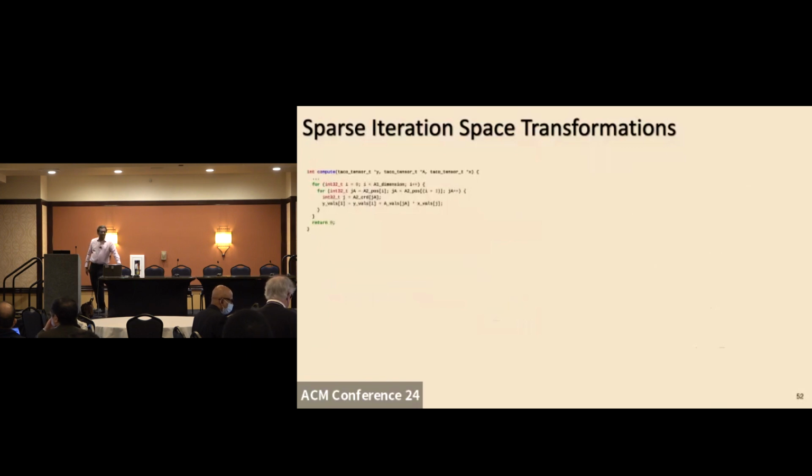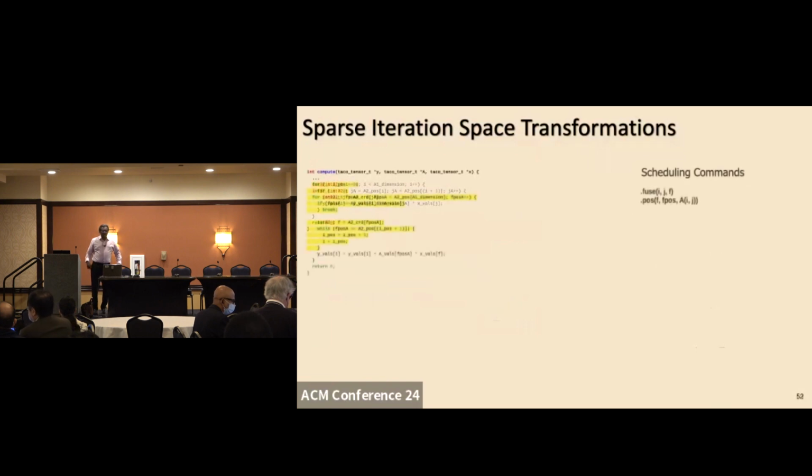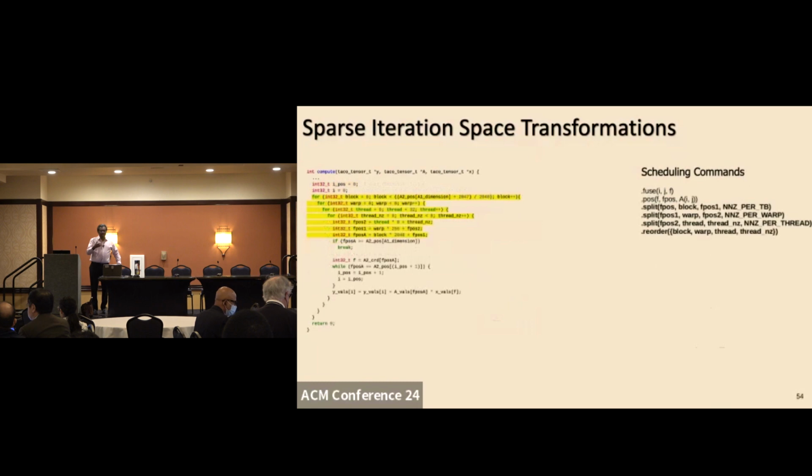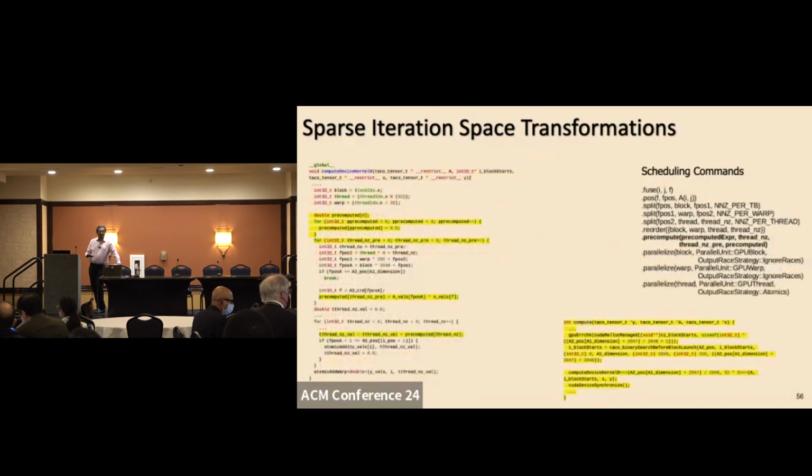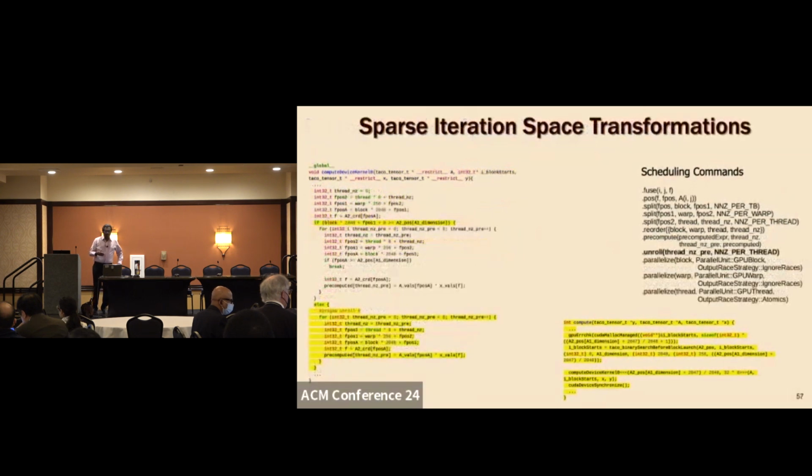Here's the simple SpMV code. Then I can start doing these kinds of scheduling commands that keep transforming the code. I split it into multiple dimensions, and I call them block, warp, and thread. You might know what those are. Then I parallelize those things for the GPU, and I can keep adding a couple of scheduling commands like pre-compute and unroll to get the best performance.